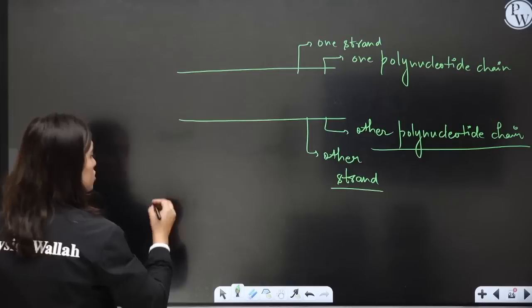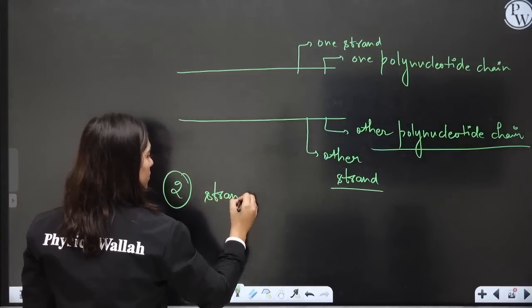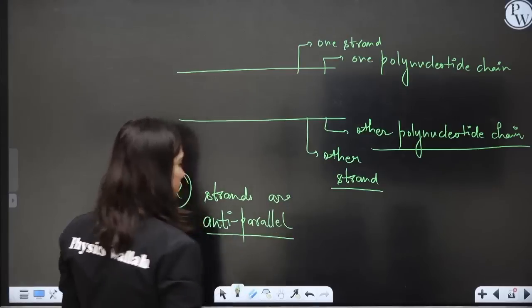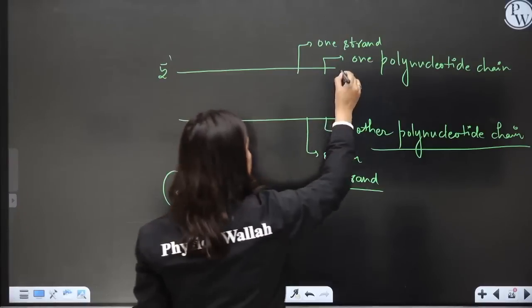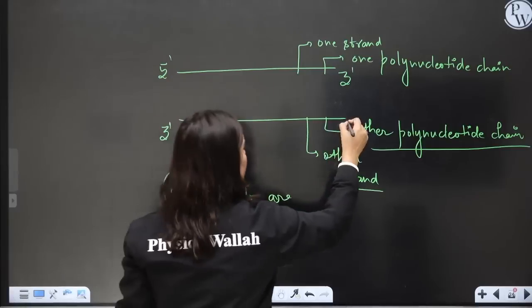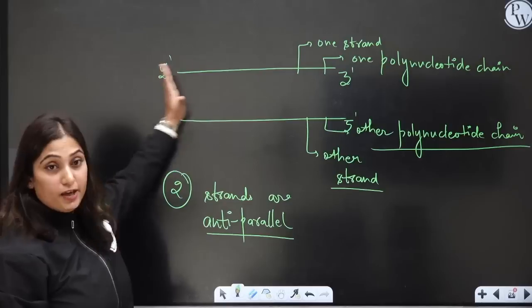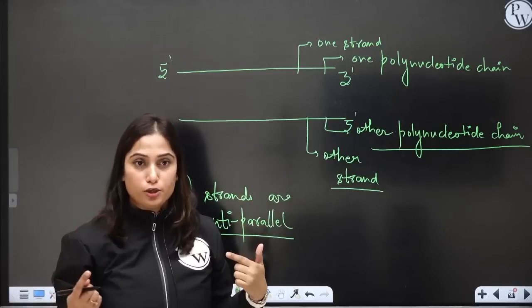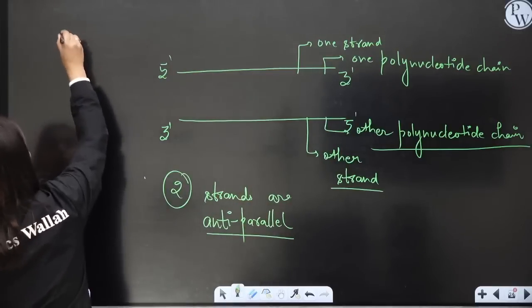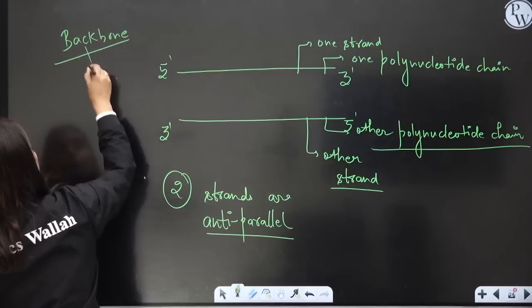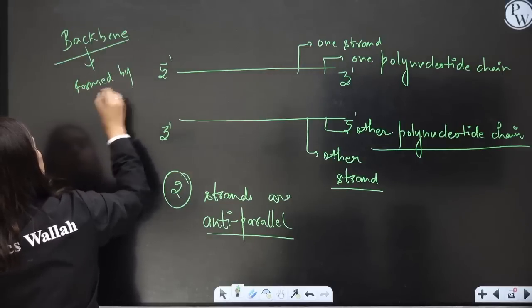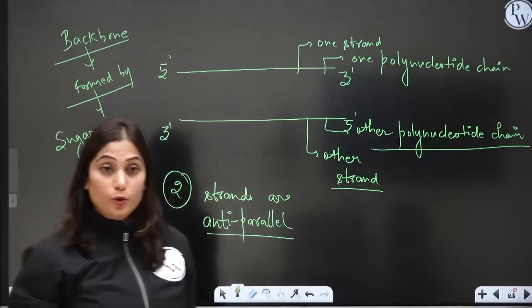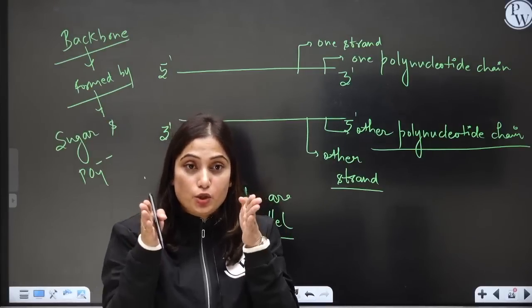And these 2 chains, these 2 strands, are anti-parallel to each other. Anti-parallel means the polarity of one strand is 5' to 3' and the polarity of the other strand is 3' to 5'. And how do we read the polarity? In the left to right direction. Remember, in the left to right direction, 5' to 3', 3' to 5'. They are anti-parallel to each other, and the backbone of the polynucleotide chain is formed by sugar and phosphate. The nitrogenous bases are present towards the inner side.